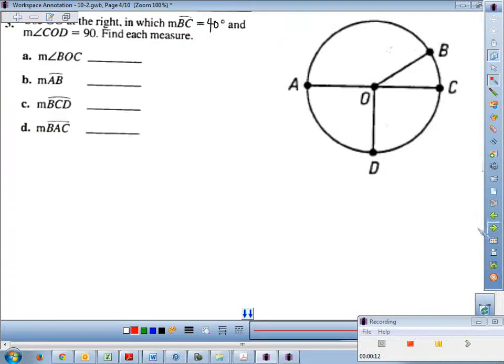So let's get started on our practice. I guess here's another example. Let me get this out of the way. It says use circle O at the right, in which the measure of arc BC equals 40 degrees. So if they give us information, we put that in the picture.